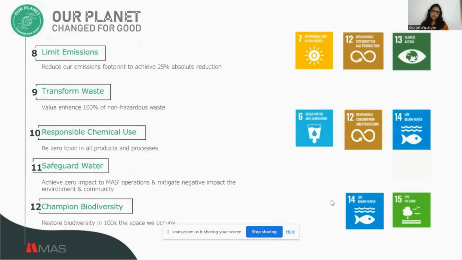So the third one is our Planet Change for Good. We have 5 commitments for this. The first ones are limit emissions and transform waste, responsible chemical usage, and safeguard water. I will explain them later, because the most important thing I'm going to explain to you today is championing biodiversity. You might think about how biodiversity is considered in our apparel industry.